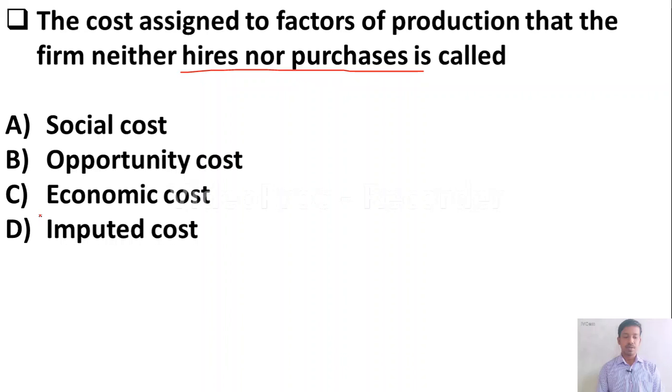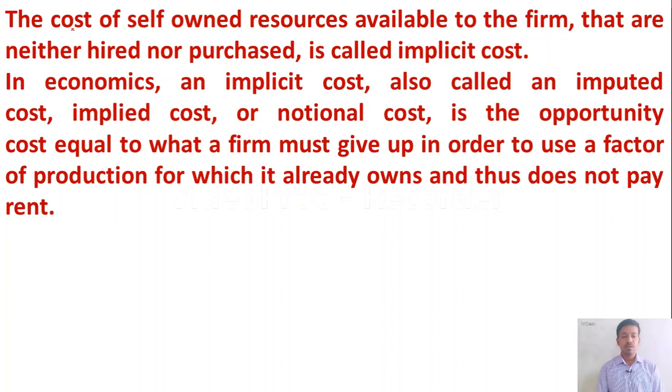Yes, there are some factors of production for which the producer will not pay any amount, so this cost is known as the imputed cost. Then what do you mean by imputed cost? It is the cost of self-owned resources. When the producer is working in his own production unit, he doesn't pay any amount, so it is known as the imputed cost.